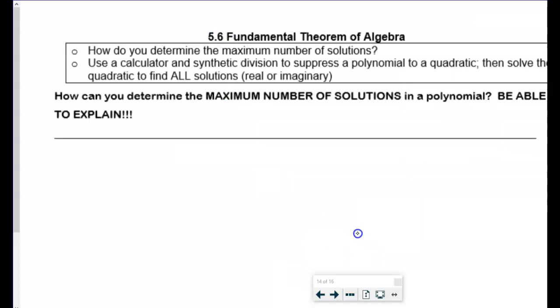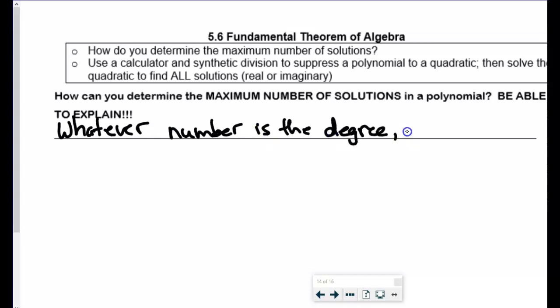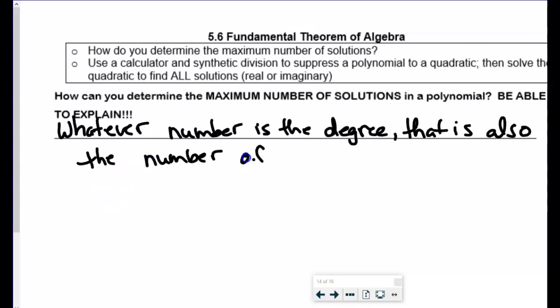All right, and again, this is another example of something that was already tested, but we're going to try it again. And it says, how can you determine the maximum number of solutions in a polynomial and be able to explain? It matches the number of the degree. So whatever number is the degree, that is also the number of solutions. Now, more specifically, the maximum number of solutions.